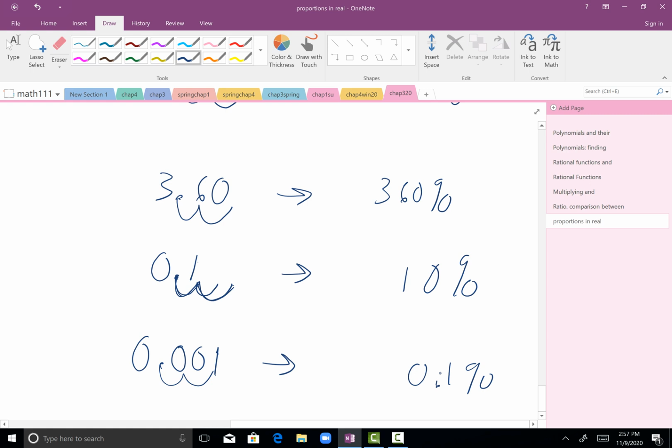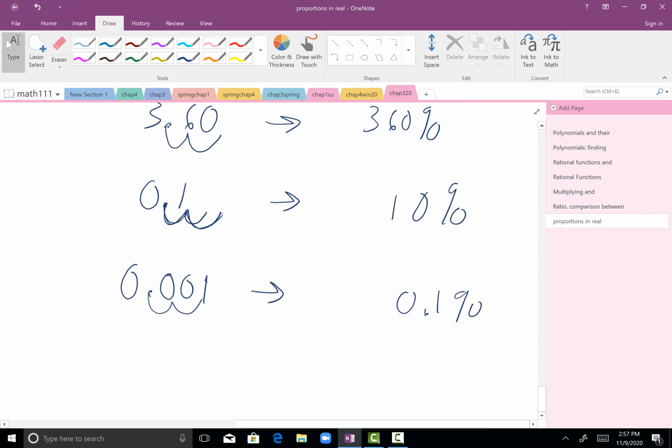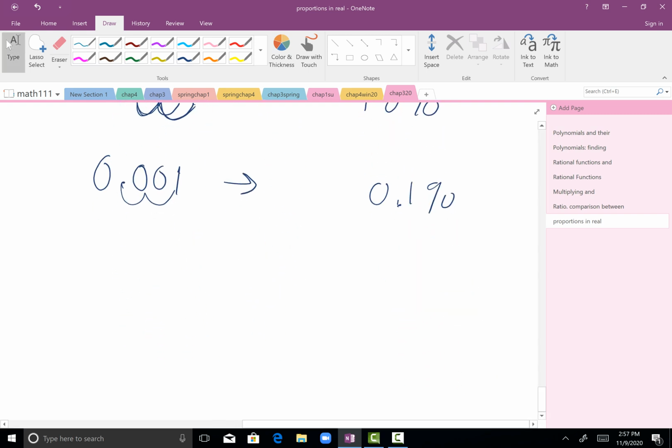It's all based on moving things around. And they might do some like timesing by 100 or dividing by 100 or that kind of thing, but you don't have to do that. You're just moving the decimal. It's all based on 100, just moving the decimal.